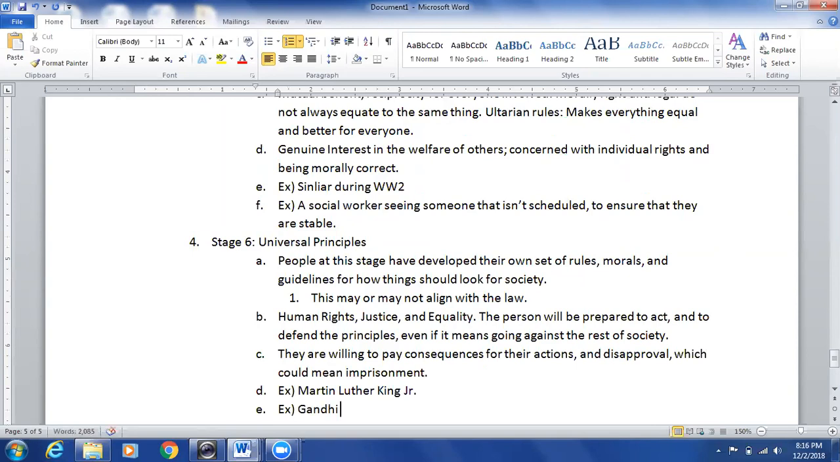Gandhi was willing to fight with his life. He was willing to do anything that it took for there to be equality amongst the races and for violence to stop for his people. So he was in the universal stage. He was like, I don't care, you do whatever you want to me, but at the end of the day, I'm going to strive and I'm going to thrive to get what I need and for the overall good of my people.